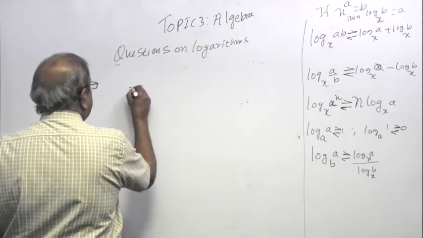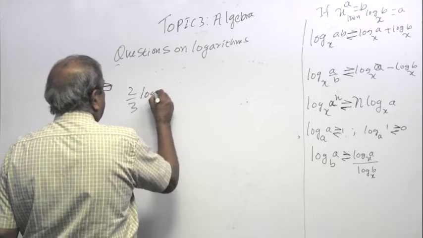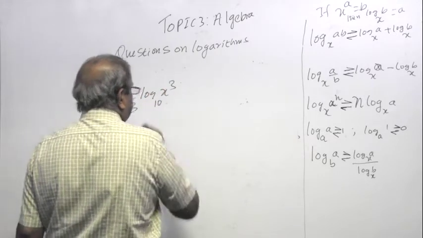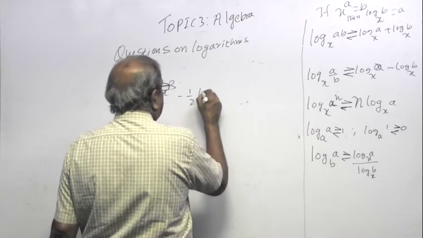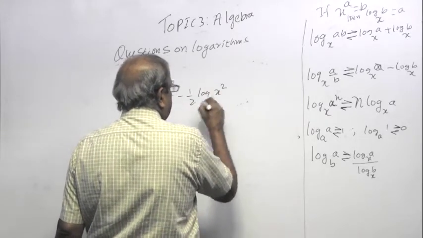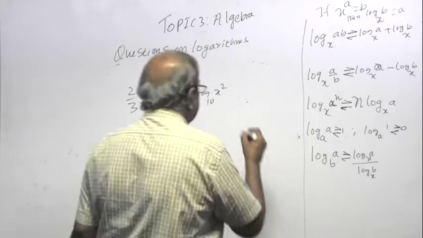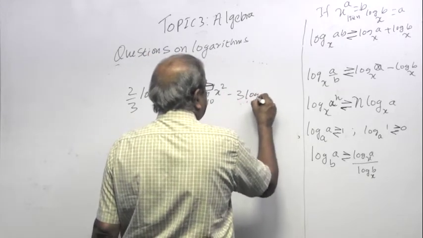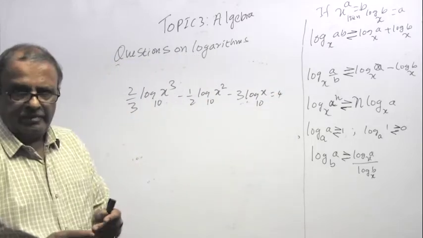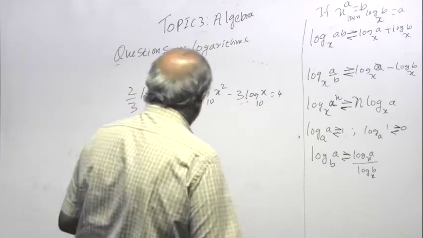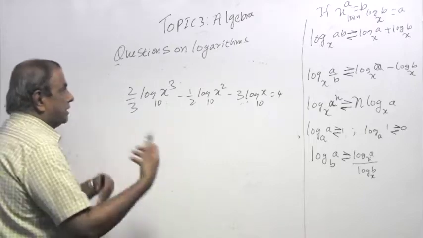2 over 3 log x cube to base 10 minus half log x squared to base 10 minus 3 log x to base 10 equals 4. You have to solve for x. I've just made up this question just to familiarize you with the log.